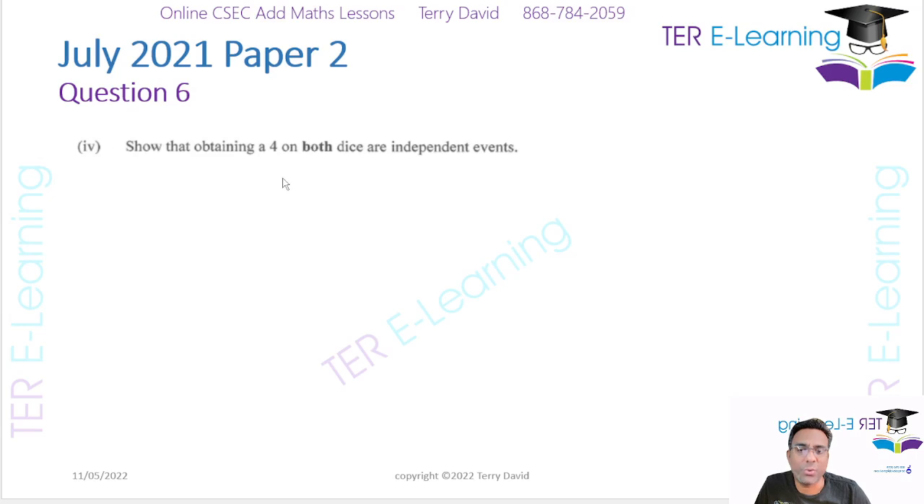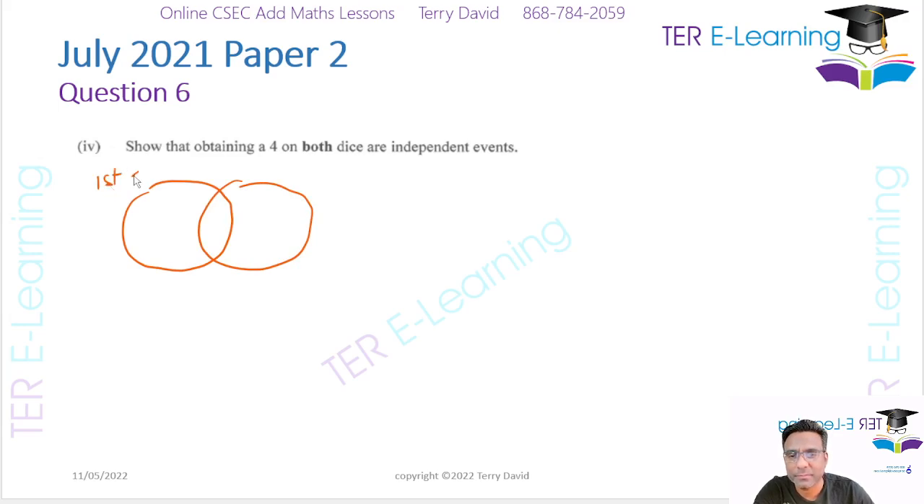And you want to show that obtaining a 4 on both dice are independent events. So when you have a situation like this, and we're talking about independent events, you can use a Venn diagram. So this is your first die, and this is your second die.